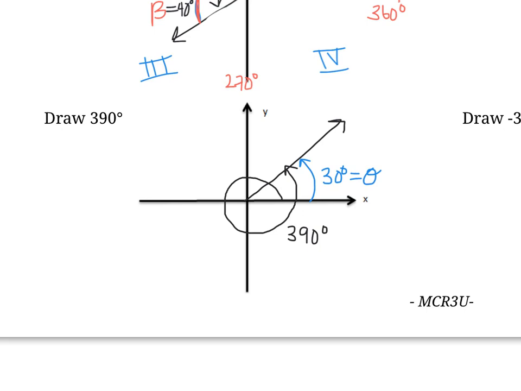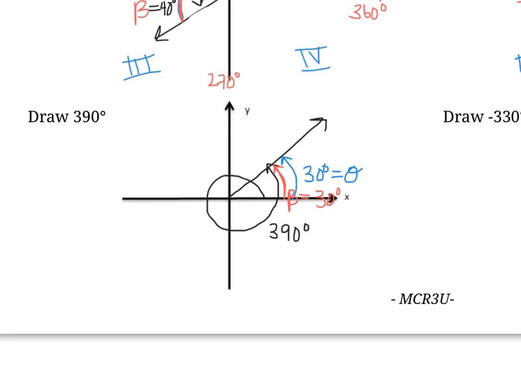Now let's find our beta, our related acute angle. So the related acute angle is an acute angle between the terminal arm and the x-axis. So I'm going to draw an altitude down here to make a right angle triangle. So it's this angle right here. That is our beta. And in this case, it happens to be exactly the same as our theta value. It's 30 degrees. We already know that measure. So we're done.